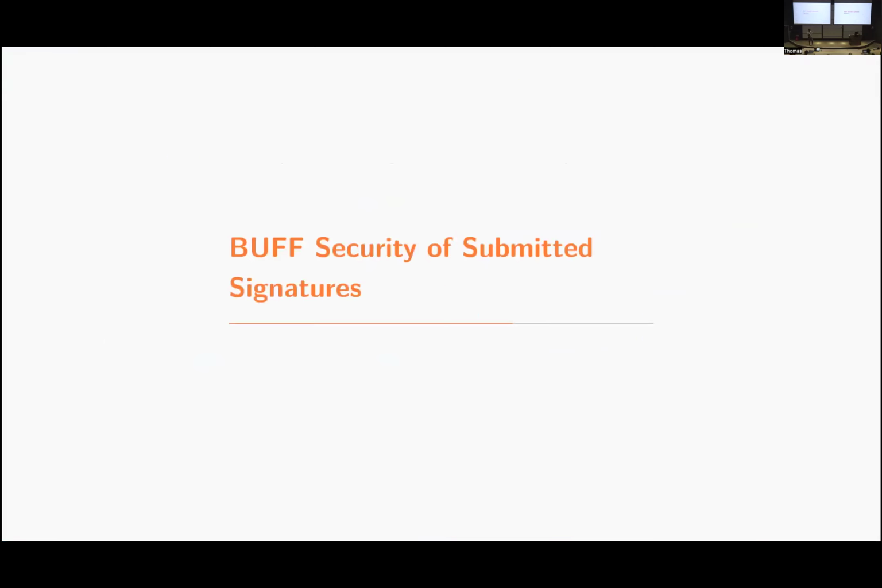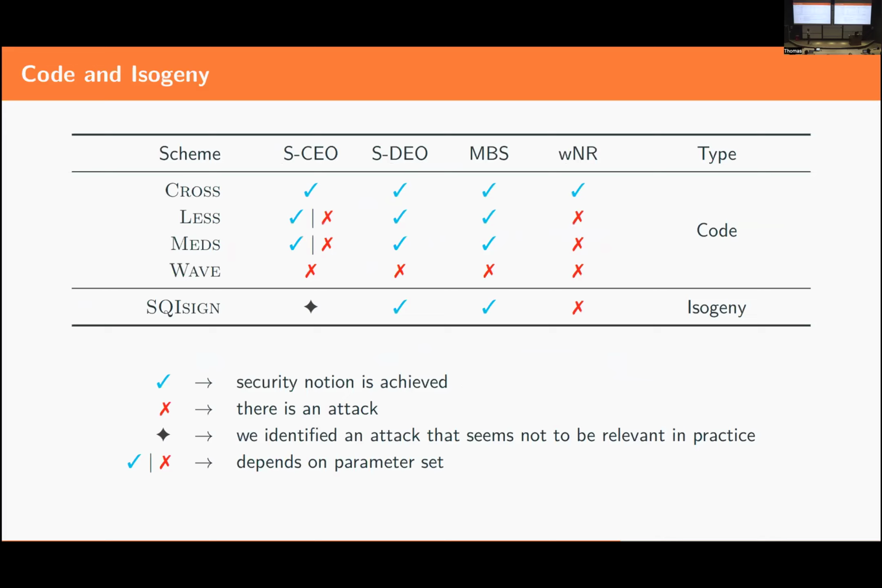Now I'm coming to the results. Here are the results for the code and isogeny-based schemes. And you can see that the results do not really depend on the class of problem on which the scheme is based. For instance, CROSS achieves all the above notions, while WAVE, also a code-based scheme, does not achieve any. And you can also see that it may depend on the parameter set, in the example of LESS and MAYO.